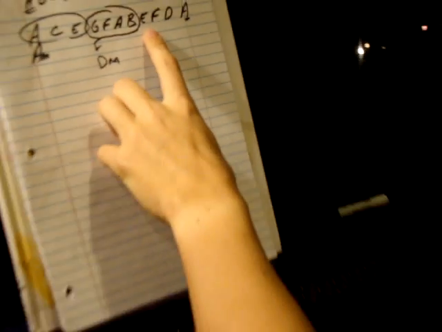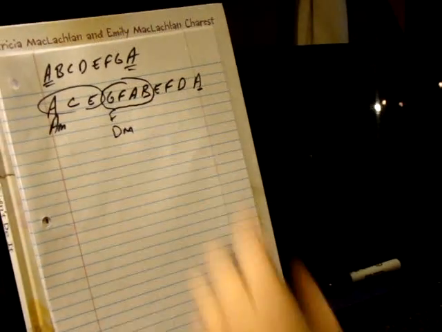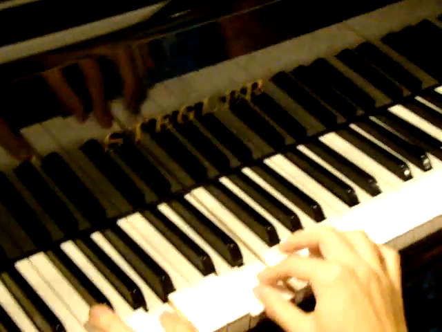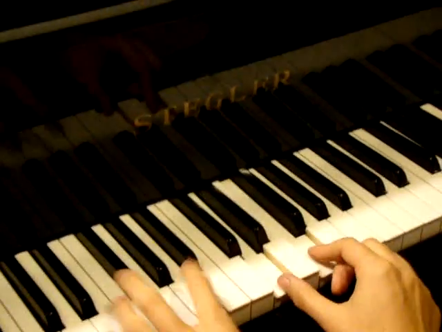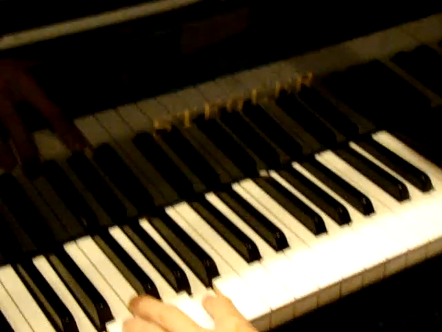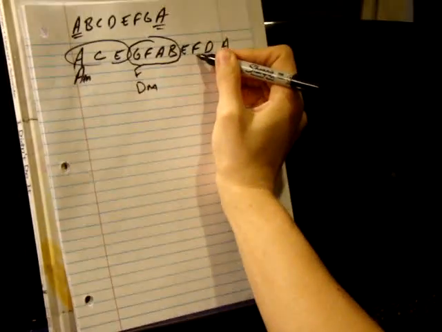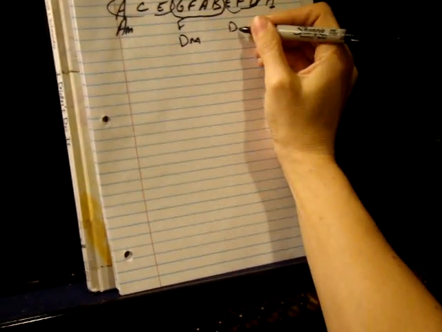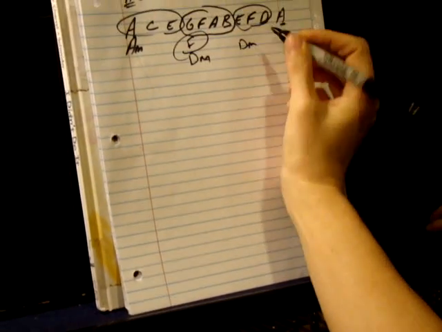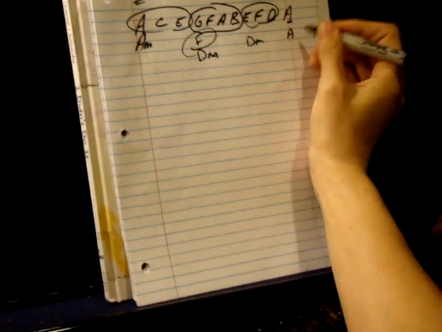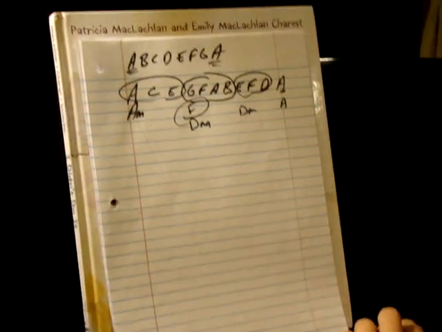Okay, next we have that F, D. That can be a D minor chord too. So let's put that with the D minor chord here. Let's use this F and then D minor and then come back to A. Okay, so let's see how it sounds.